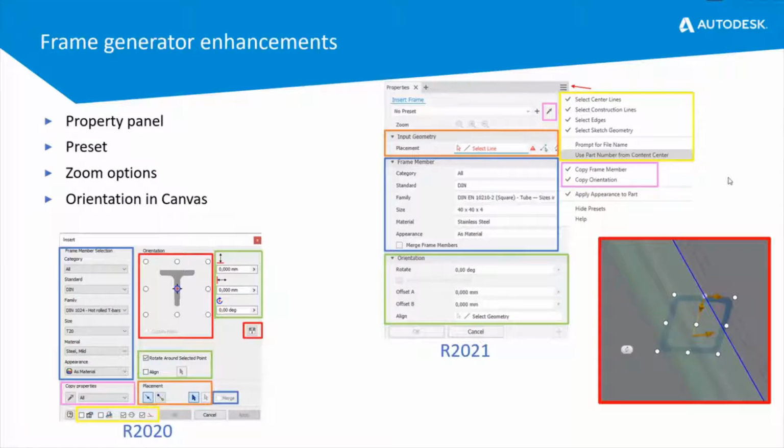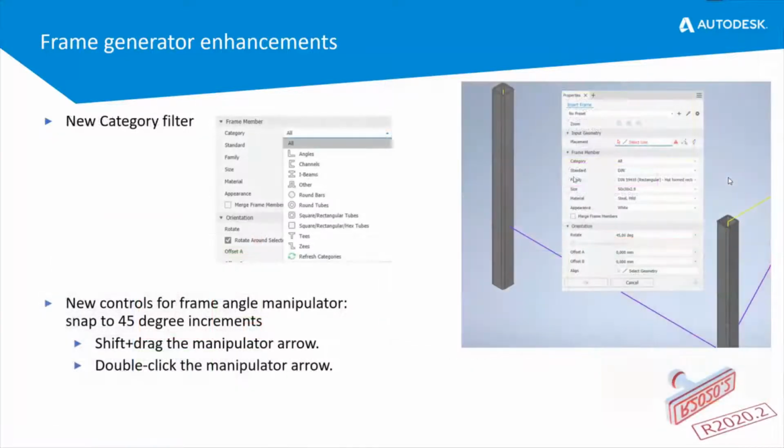Frame generator enhancements. The frame generators had a lot of love in this release. There's a new property panel, there's presets, there's zoom options, and there's new orientation in Canvas. I'm going to show you a demo of all of this shortly.